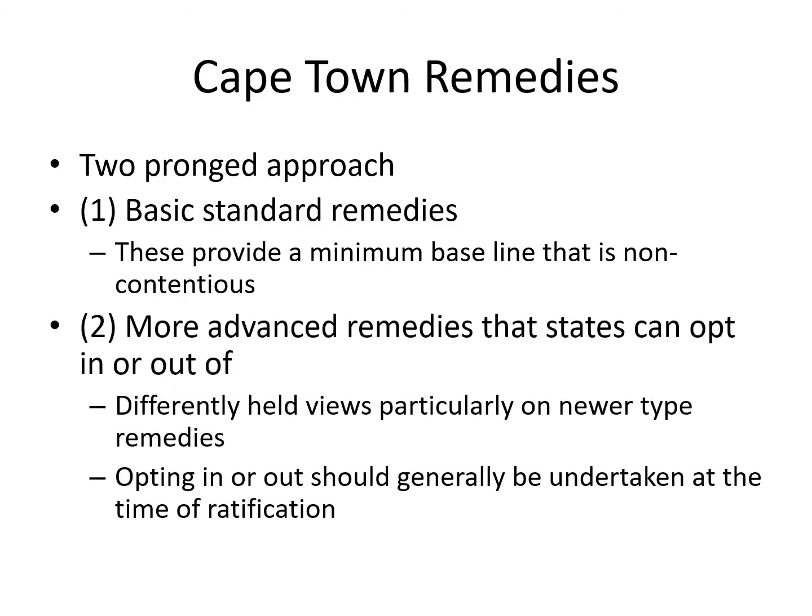The second, and these are more advanced remedies that states can opt in or out of. What they're basically designed to do is to provide an enhanced system of remedies in aviation financing. So if, for example, I borrow money to buy an aircraft, a security interest has been created, well then every Cape Town signatory certifies that they have a minimum baseline of how that should be remedied through their national legal system. But Cape Town offers enhanced remedies, remedies which will suit creditors and therefore make it easier to lend.